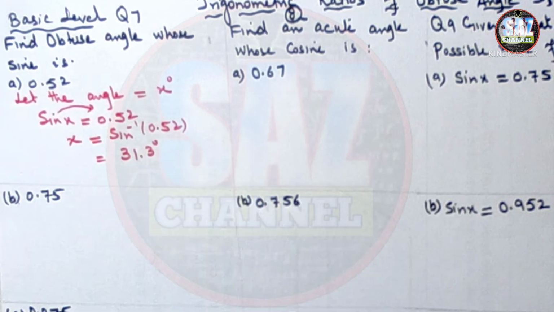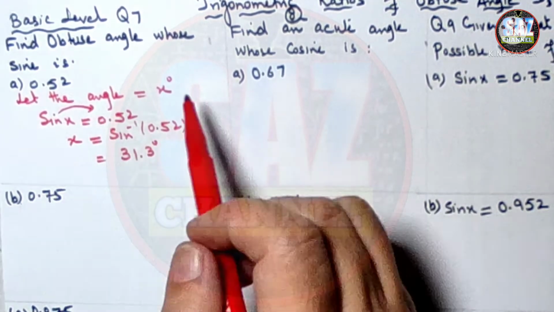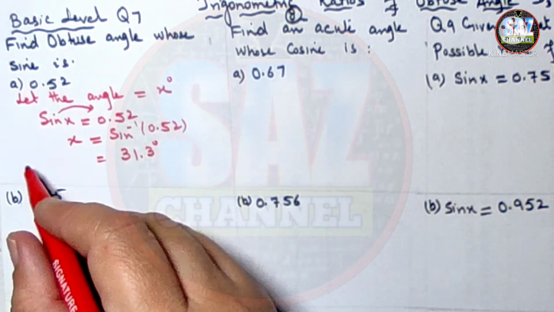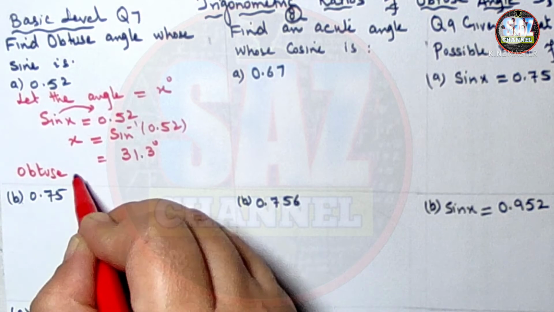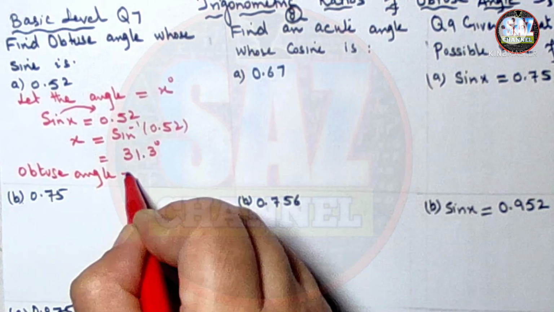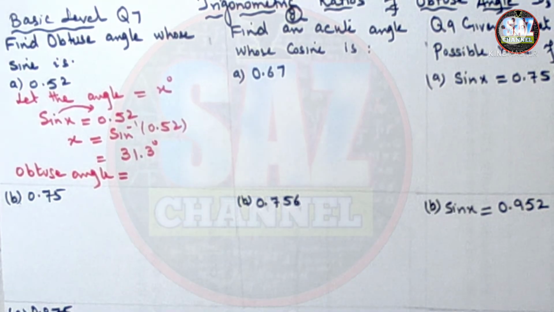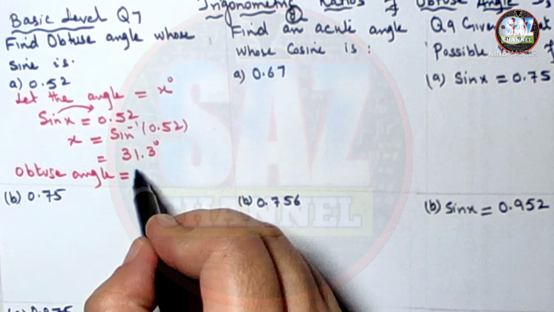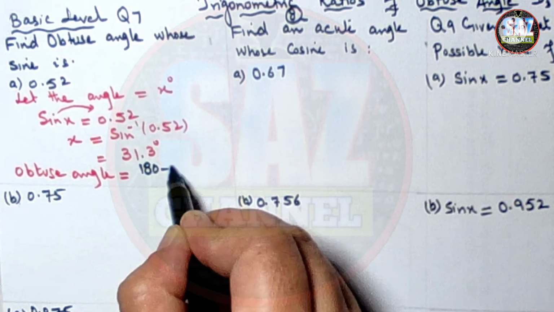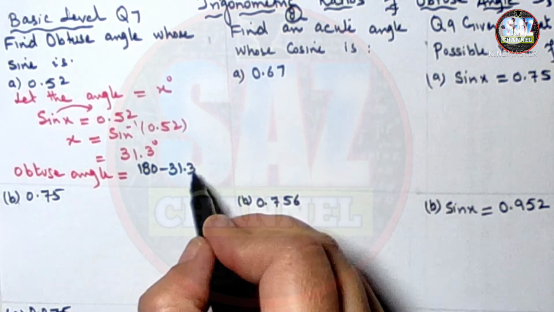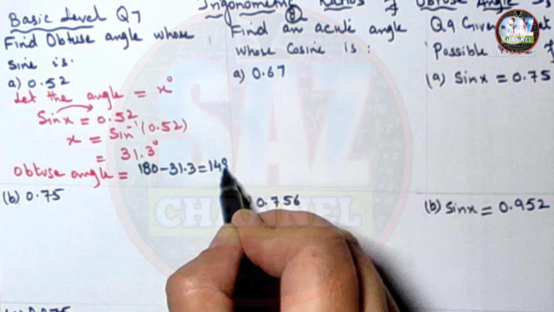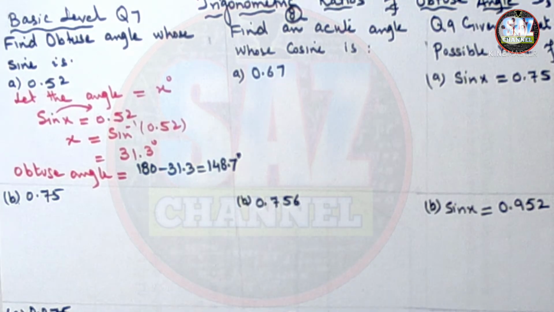31.3 degrees. Okay, now read the question. Question says obtuse angle, but it's the acute angle. So required obtuse angle will be... In order to get the obtuse angle, what we have to do? We have to take away this answer from 180. 180 minus 31.3 is 148.7 degrees. I hope you are clear about this question, and let's move to the second part.